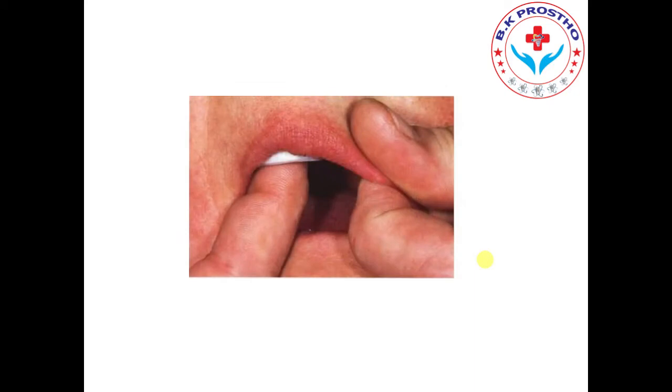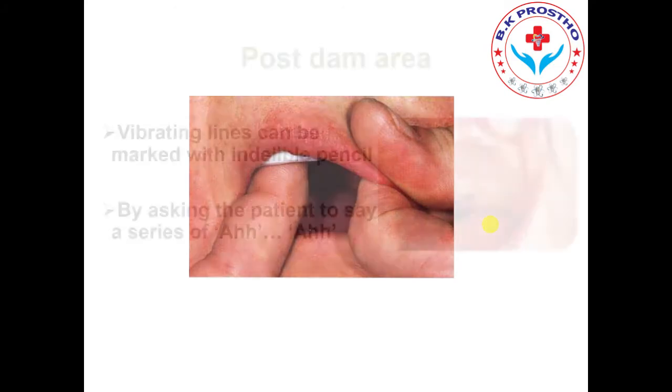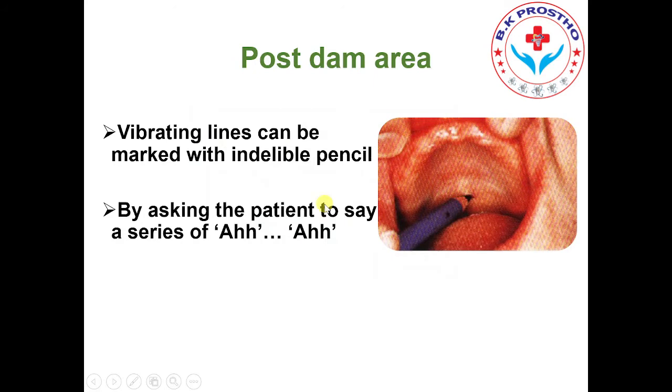The same applies to the mandibular impression. First we have to load the tray, insert the tray into the patient's mouth, hold with one finger and then perform the lip movement as well as the cheek movement. Once the material is set, we take it out from the patient's mouth. So here we record the post-dam area.